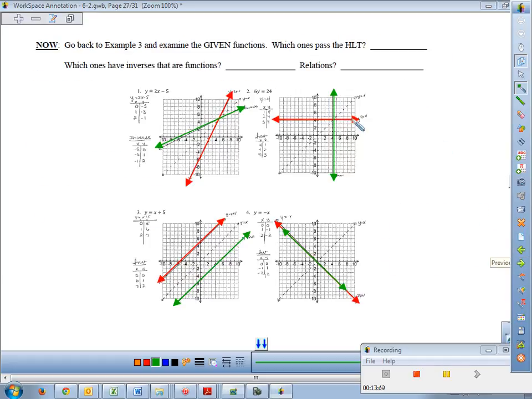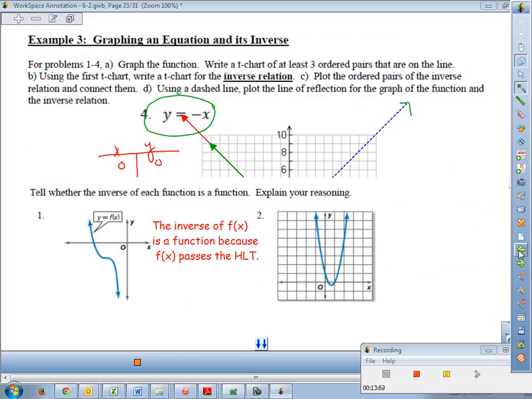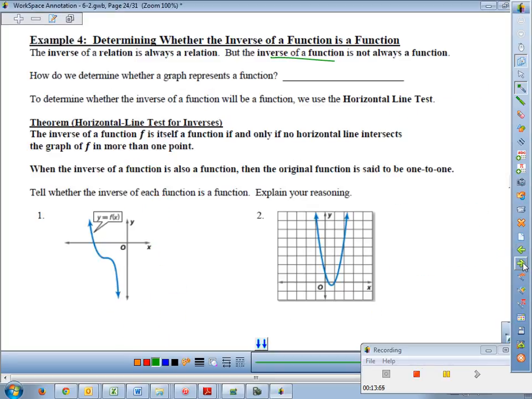The inverse of a function, here's the red guy. That's a function. Its inverse was not always a function, correct? Just like on that second example that we did right there.